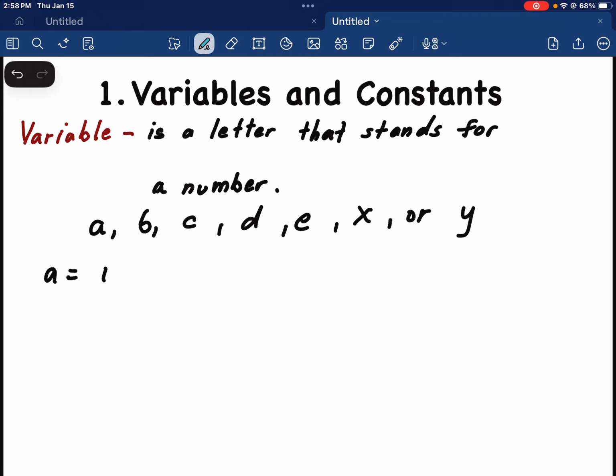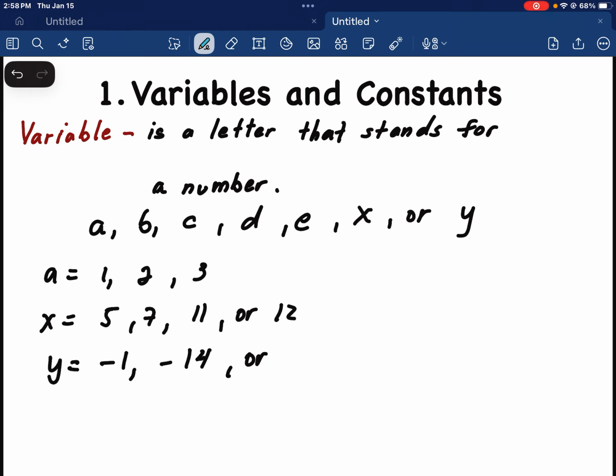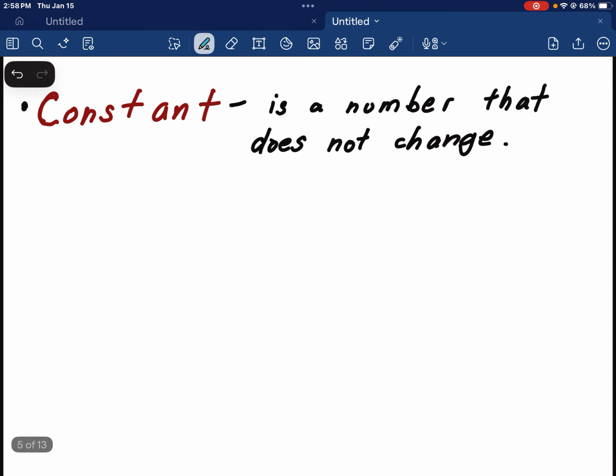A could be 1, 2, or 3. X could be 5, 7, 11, or 12. Y could be -1, -14, or 100. A constant is a number that does not change. Constants are 1, 2, 5, 7, 11, or -15, or any numbers.